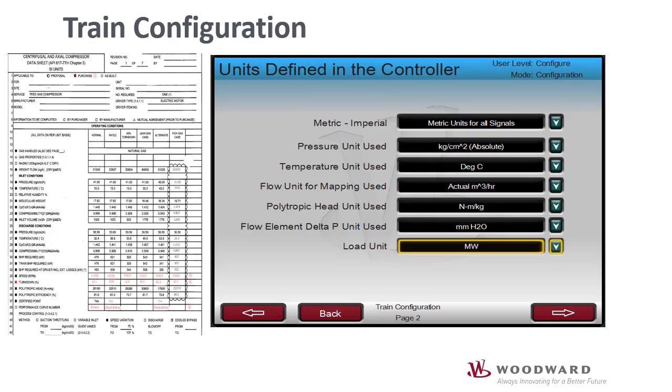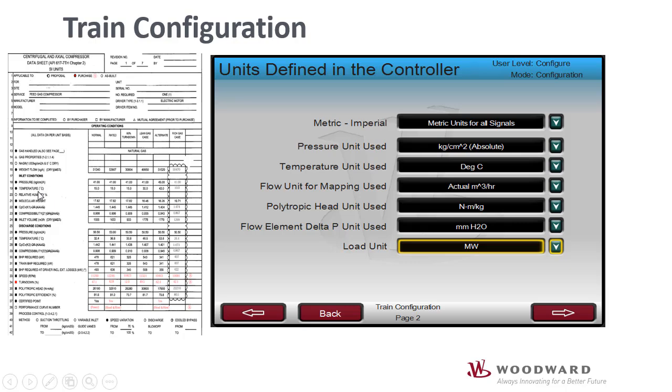Next is the units defined in the controller. Note that the units defined in your thermodynamic datasheet are all metric units, such as degrees Celsius and kilograms. So the first option we are going to select is metric units. Pressure units: kilogram per centimeter square, in absolute.